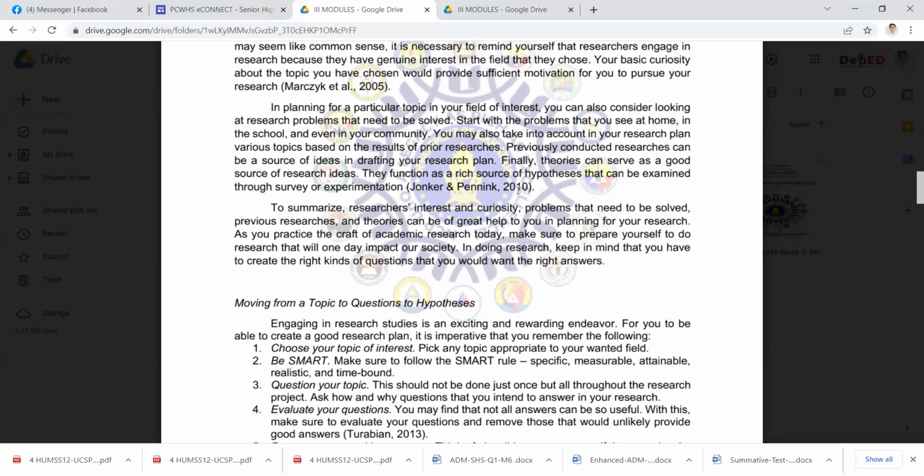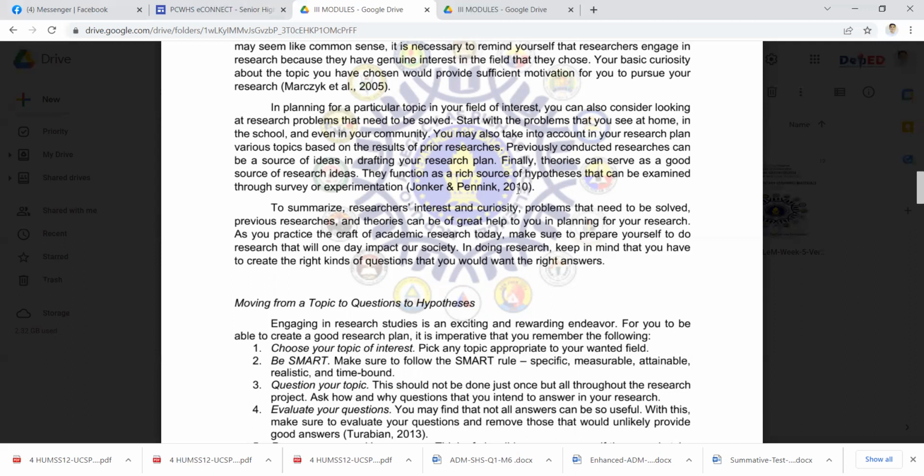Third, question your topic. This should not be done just once, not twice, not thrice. You have to think thoroughly. Throughout the research project, ask how and why questions that you intend to answer in your research. Dapat meron ka ng topic, tanungin mo, bakit mo nire-research yan?